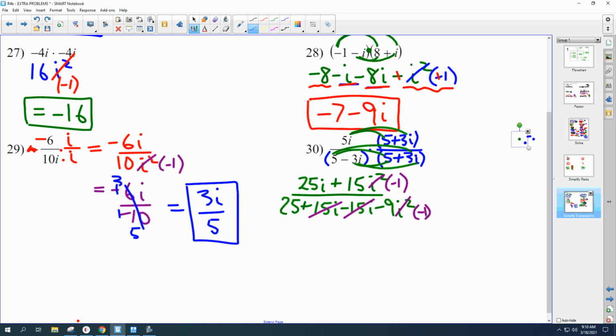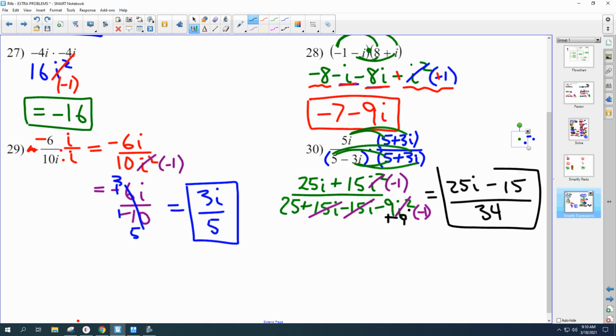And so let's clean this thing up. On the top, I would see 25i, 15 times negative 1 is negative 15. On the bottom, we have negative 9 times negative 1 is plus 9 here. So 25 plus 9 is 34. That's not reducible, and you can tell because you can't cancel all 3 of them. So we can leave the answer like that. If you wanted to, you could split it like this. I don't care. Either way.